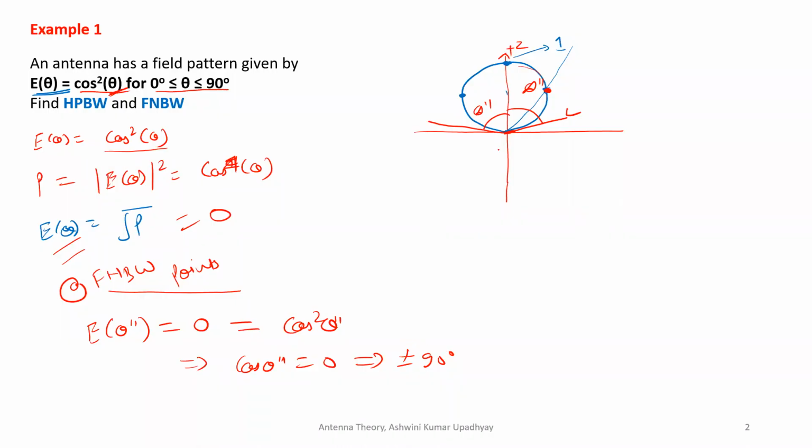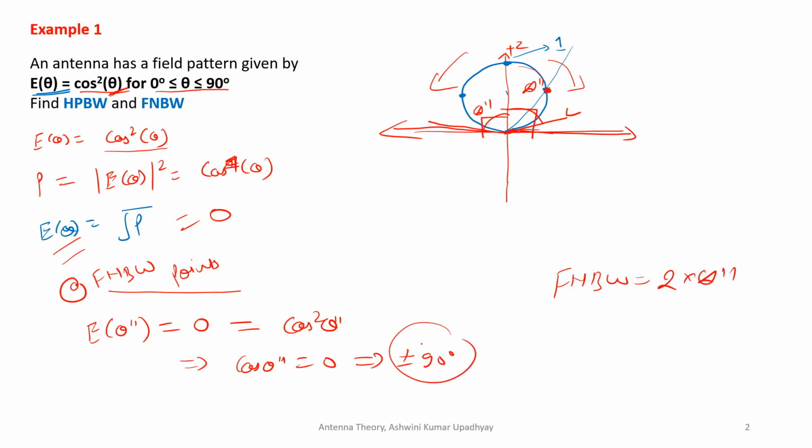It actually shows that if you go in the positive theta direction or negative theta direction, at plus minus 90 degrees, you are going to get your first nulls. This means the line that touches the null field, or null direction, will be in the xy plane, because at 90 degrees you will get your xy horizontal plane on both sides. So what will be the value of your FNBW? It is going to be 2 into theta double dash.